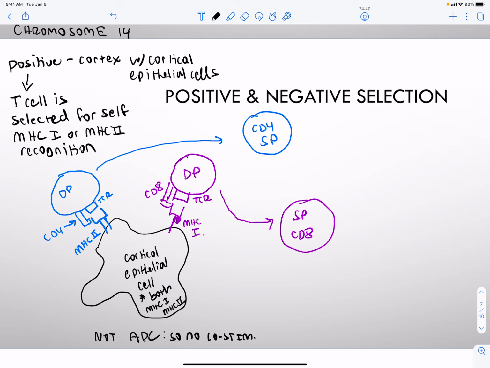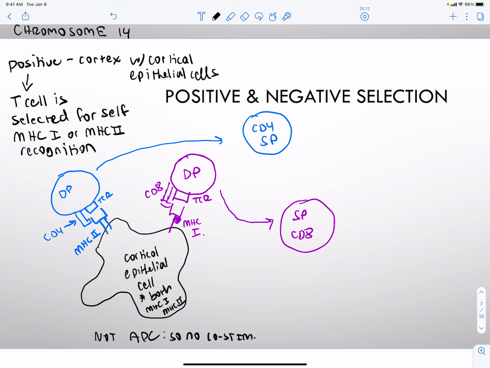So it's really looking for self-MHC recognition. And the reason for this is because if you're going to release T cells into the periphery to prevent infections, the only way they can do this is if they see peptide plus the MHC molecule. So positive selection makes sure that they can see the MHC molecule. It doesn't have anything to do with the peptide. It's only with the MHC molecule. And so now we have our single positives. And so they're going to move into the medulla.